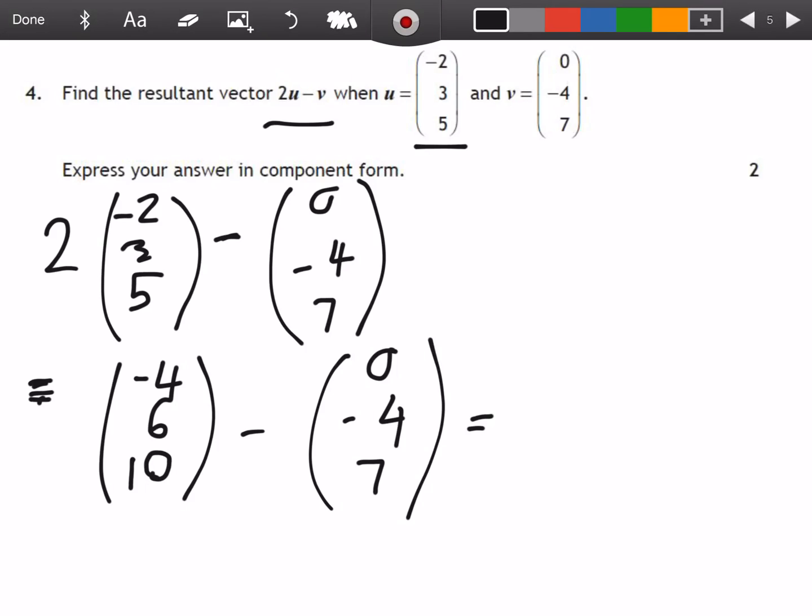So, top, take away at the top. Negative 4 take away 0 is still negative 4. 6 take away negative 4: be very careful in the middle. If you take away a negative, you actually add the number on. 6 plus 4 is 10. That's a good 10. And then at the bottom, we've got 10 take away 7 is 3. And there we are. That is a negative 4 at the top.